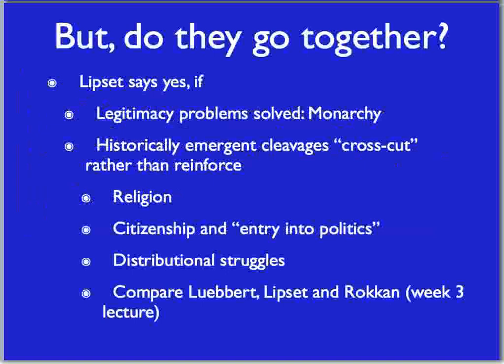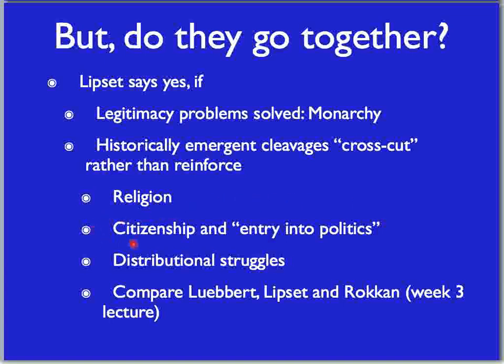Another thing that Lipset thinks contributes to the emergence of democracy is a situation in which various kinds of political cleavages cross-cut one another. They don't overlap one another, but cross-cut one another. In particular, he describes three cleavages, three differences between groups in society that may express themselves politically. Religion is the first of them. The second is citizenship and entry into politics.